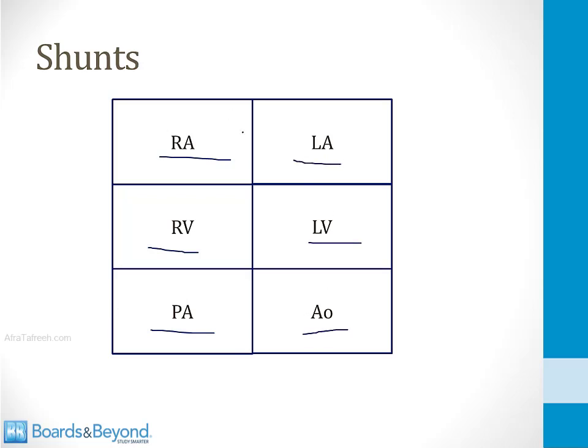So in this video, we'll talk about an atrial septal defect. That is a communication between the right atrium and the left atrium. We'll also talk about a ventricular septal defect, which is a communication between the left ventricle and the right ventricle. And finally, we'll talk about a patent ductus arteriosus, which is a communication between the pulmonary artery and the aorta.